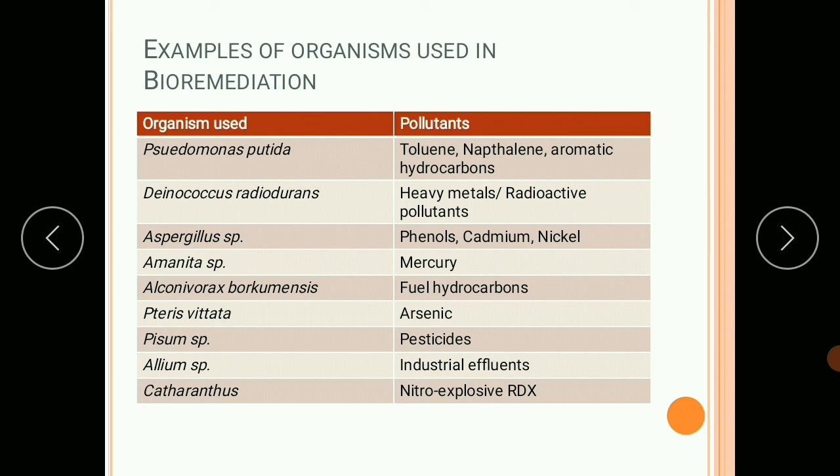Now, examples of organisms we use in bioremediation. So there is a list. Pseudomonas putida is a bacteria we use to treat aromatic hydrocarbon compounds like toluene, naphthalene, etc. Aspergillus is a fungi which will help in treating compounds like phenols, cadmium, nickel. Allium species, that is our onion, will help in removing industrial effluent pollutants, and there are many more.